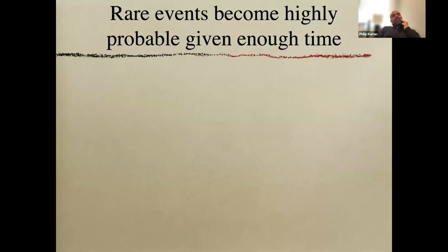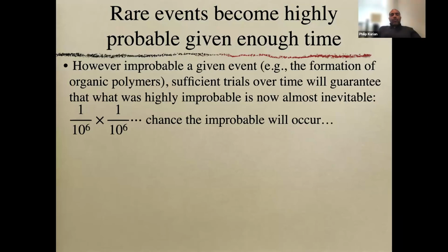So a key argument that is not often appreciated, but it's rather simple, just takes, even an elementary school student can do this, is to think about rare events, extremely rare events, and to think about their probability given enough trials over time. So if you have an extremely improbable event, let's say for the sake of argument, 1 in a million, okay? The chance the improbable will occur is, of course, a power of that million to the -1, right? So if I do this many, many, many times, I'll get very, very close to 0 in terms of the probability of that event, which makes it highly improbable.